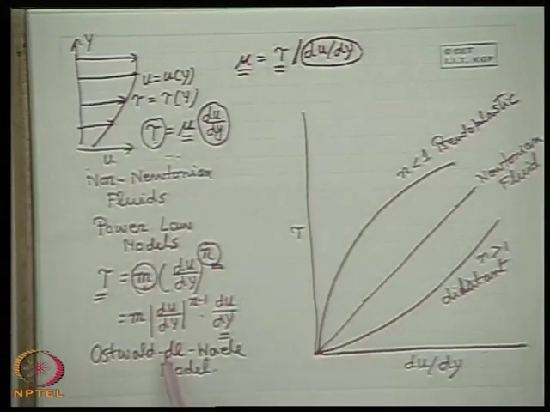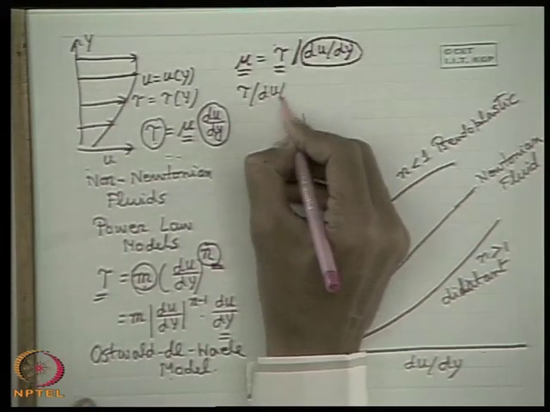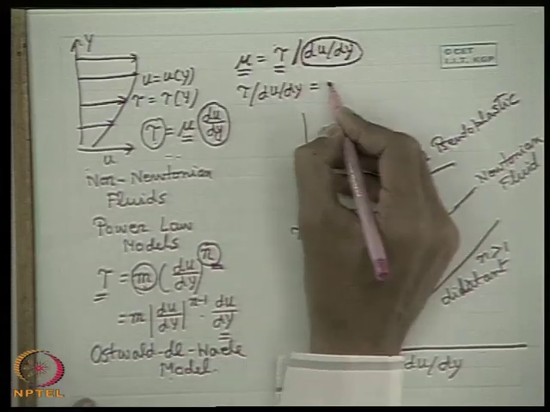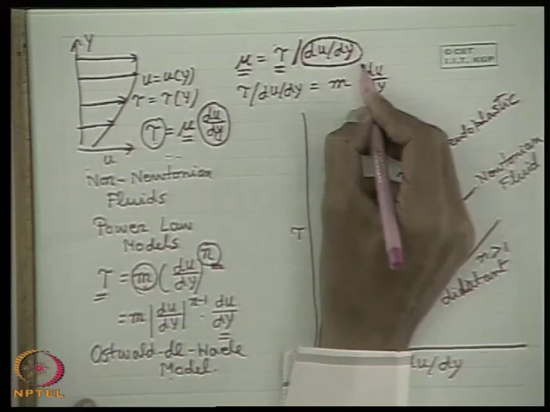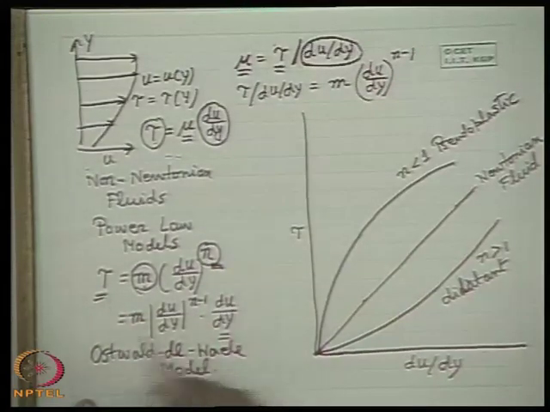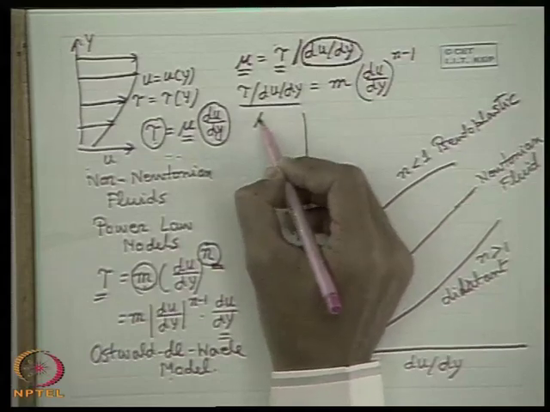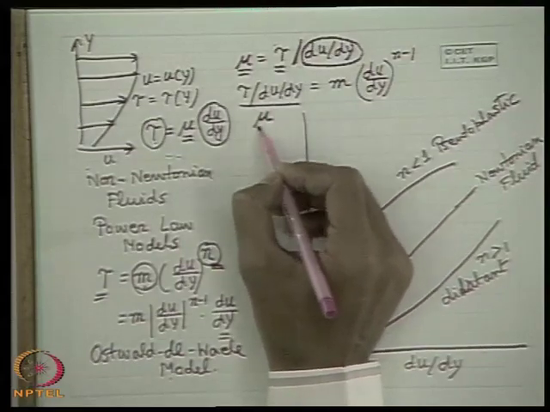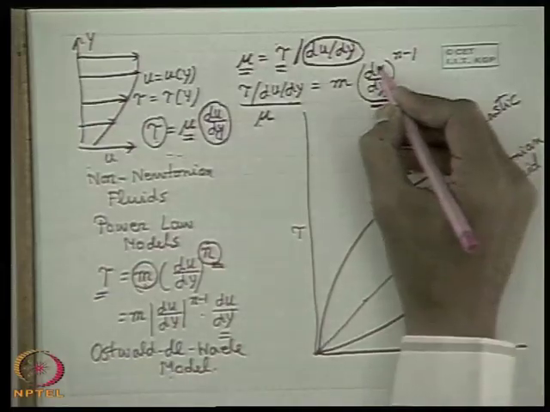For example, here, from this expression, tau by du/dy will simply be equal to m (du/dy) to the power n minus 1, simple school level mathematics. If we write tau by du/dy as mu, the definition of viscosity, you see that mu precisely depends upon the velocity gradient.